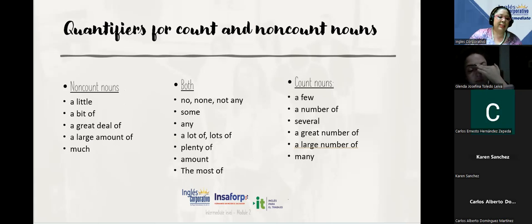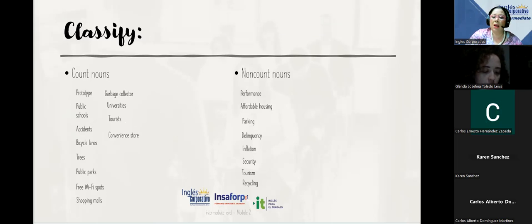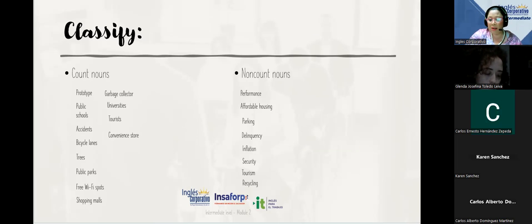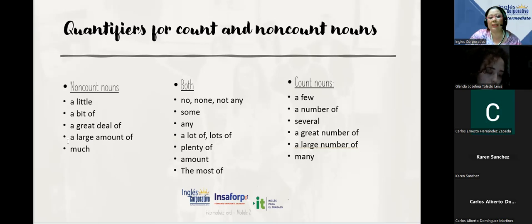Entonces, fíjense que con los non-count nouns tenemos algunos quantifiers, ¿verdad? A bit of delinquency, a little delinquency, a great deal of inflation or security, okay? Vamos a ver, a large amount of, y podemos decir, a large amount of recycling, okay? Much puede ir con todos, ¿sí?